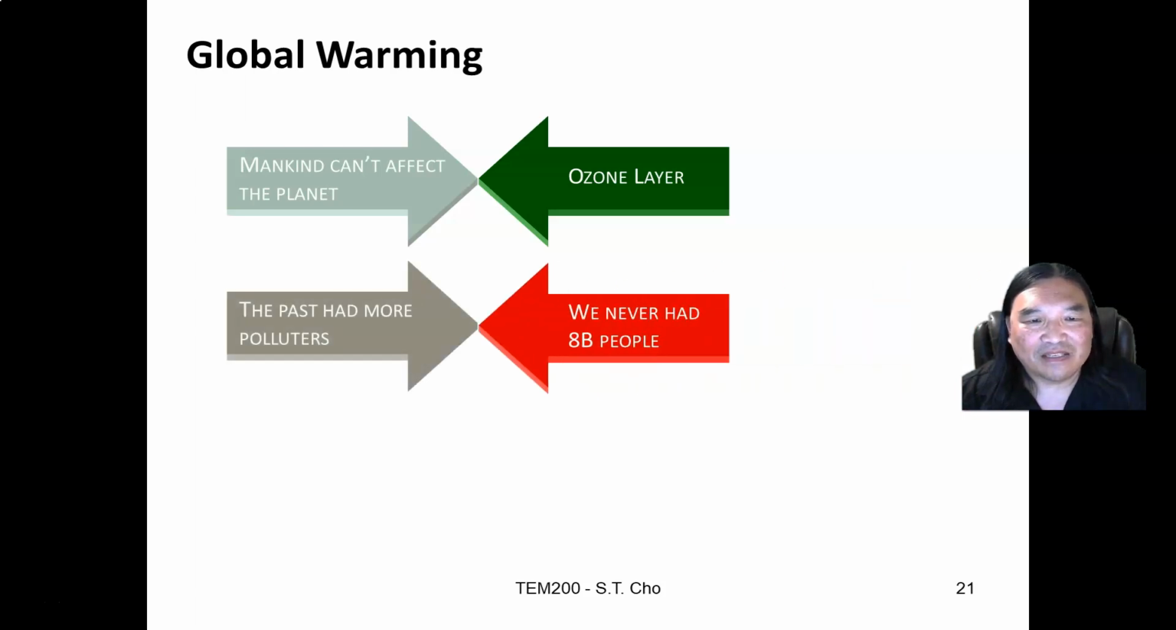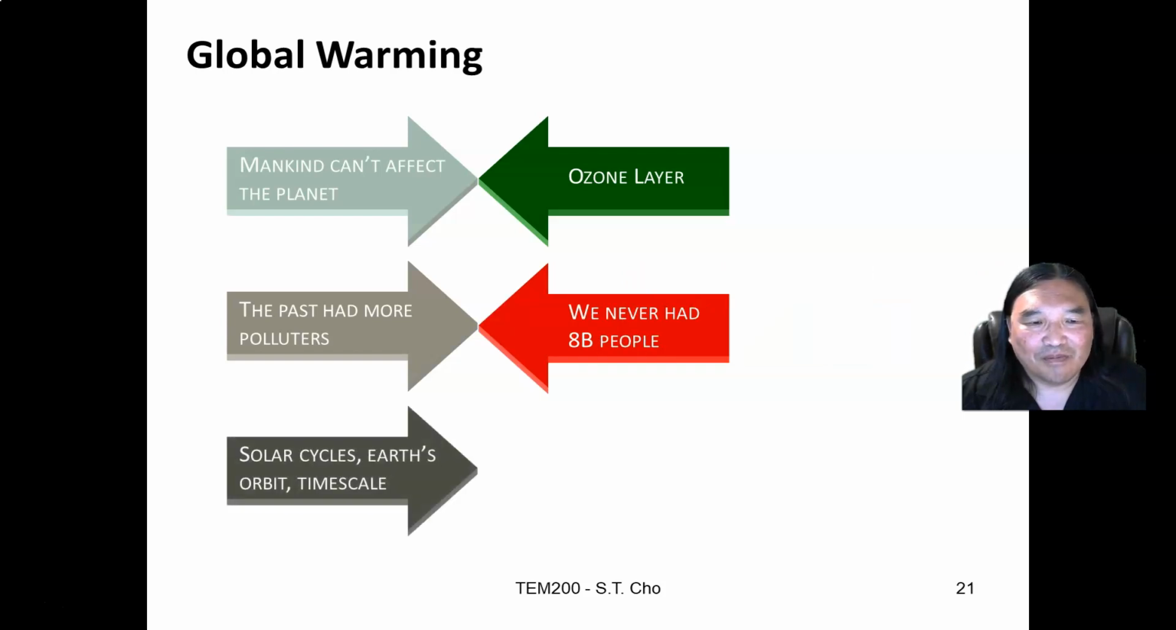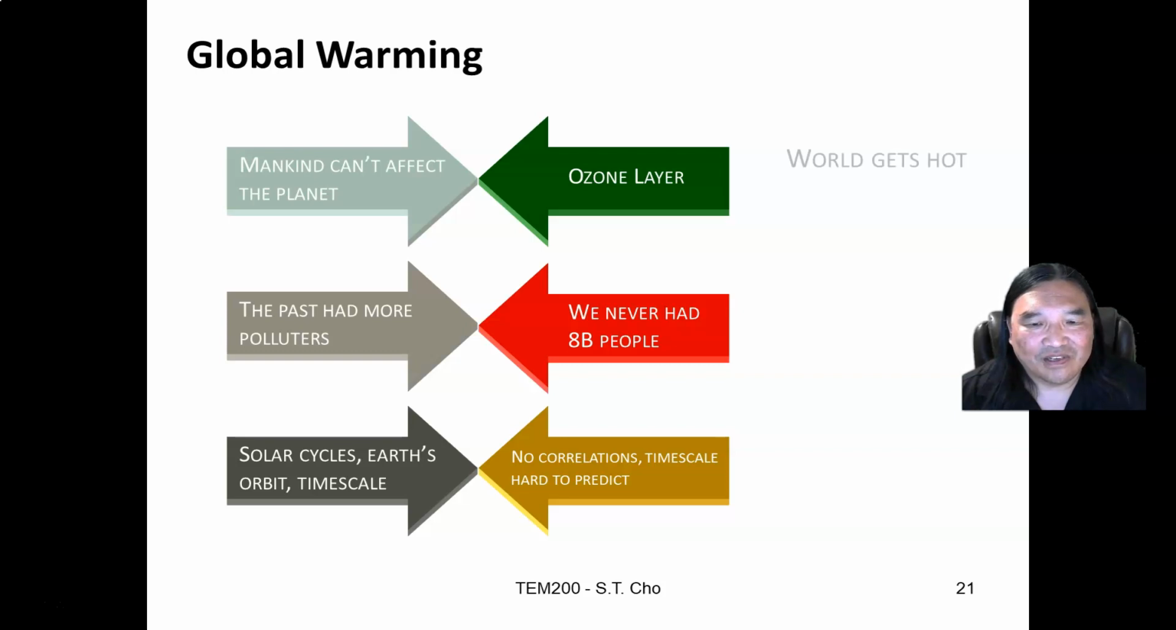The thing is, the past had more polluters. However, that argument doesn't hold up because we never had 8 billion people before. It's solar cycles and all. I've gone through the data. There's no correlation. The amount of heat rise that's happening because of that is maybe like 0.2 of a degree or whatever, and we're seeing a lot more than that.